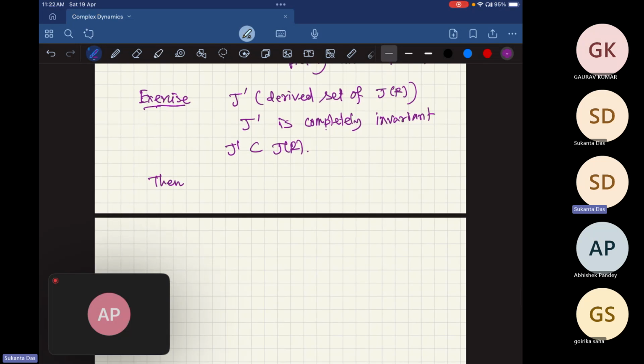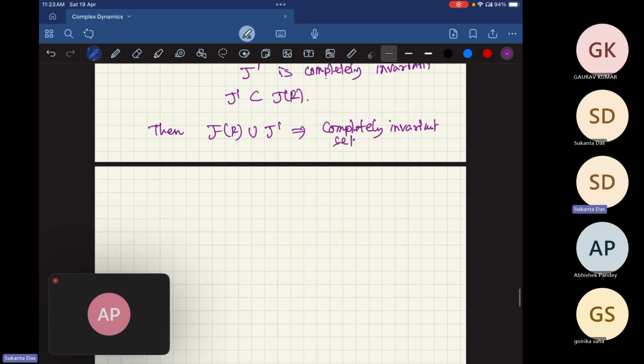And then what I am getting is that if we consider the Fatou set of R and I take the union with this J dash, I will get that this becomes a completely invariant set. Because my Fatou set is completely invariant and J dash is also completely invariant, so their union will be completely invariant. And obviously this is closed.